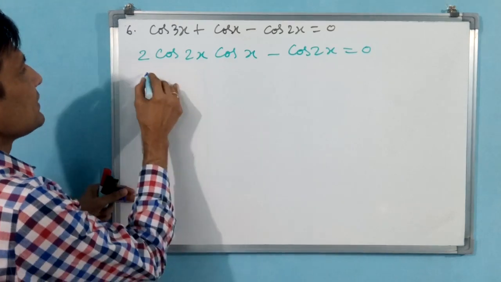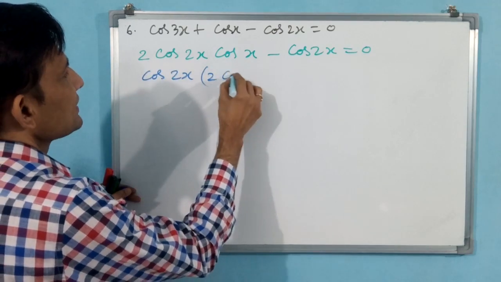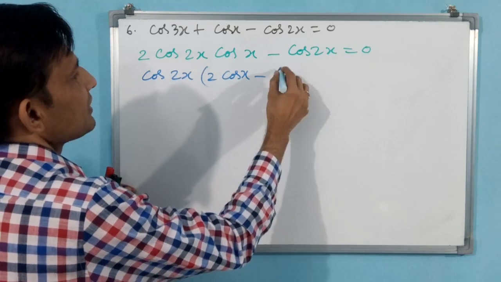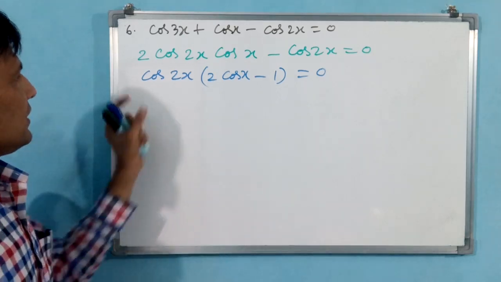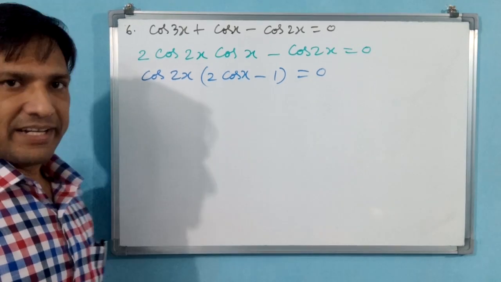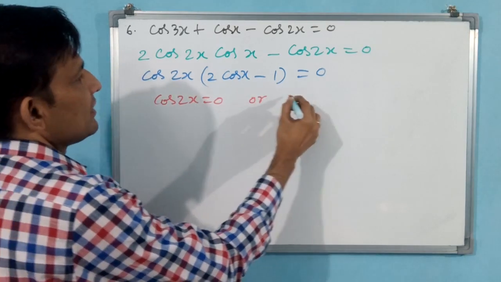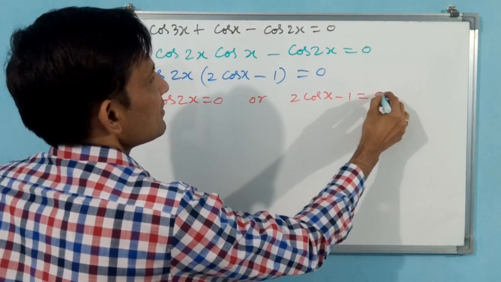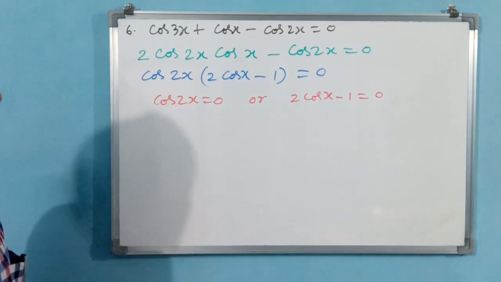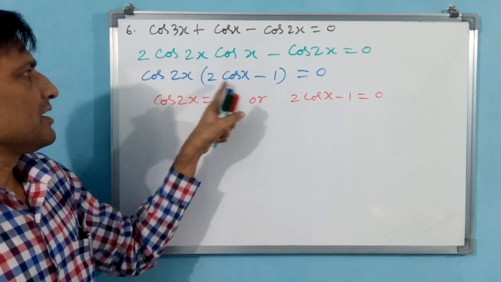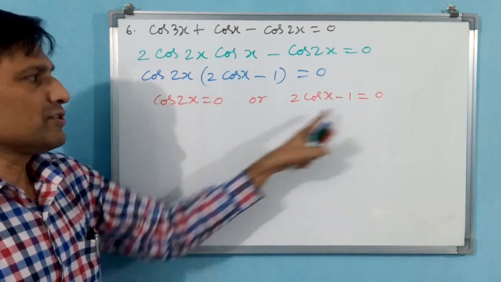That is also very important. Cos 2x, if you take common, 2 cos x will be there. Minus cos x, 2 common already we have taken. This will come. Okay. Now you see, this is one identity, entire this is one identity. Okay. Now cos 2x is equal to 0 or 2 cos x minus 1 is equal to 0. You understand, na? Cos 2x is equal to 0 or, see, a into b in parenthesis means this entire thing you take as b.